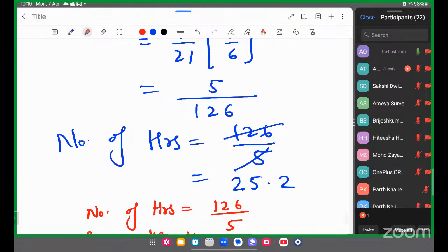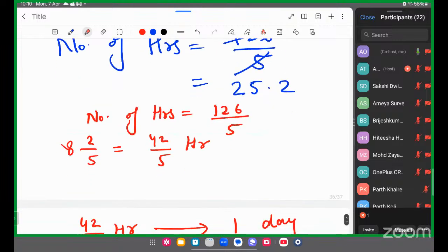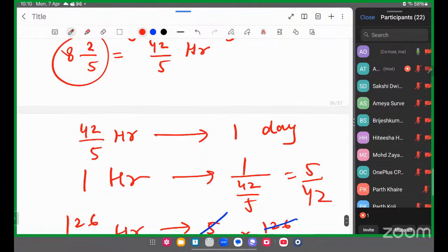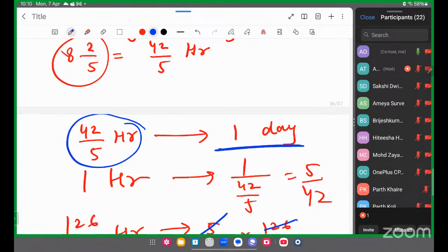But if they are asking to find the number of days to complete the work done by A and B together, if they work 8 and 2 by 5 hours per day, then I will relate it with the number of days. The question is, they work for 8 and 2 by 5 hours per day, which simply means that 42 by 5 hours will be considered as 1 day.